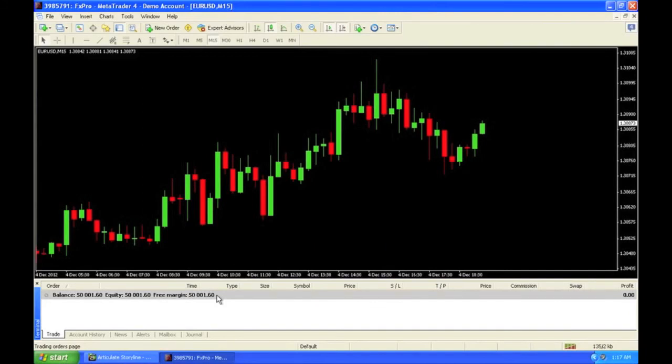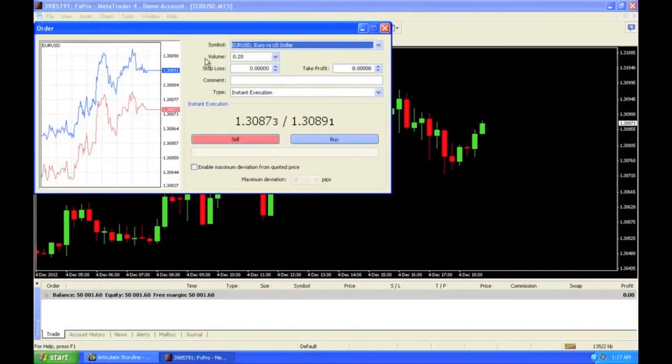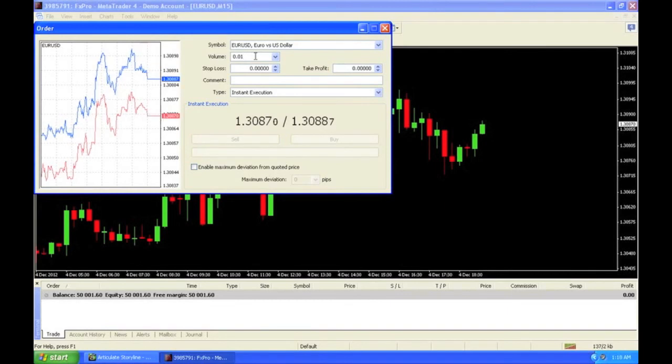Okay, so that is some of the terminology that we went through. We went through a couple of words today. We went through volume. Volume is simply how big of a trade size you want to open. 1.0 is a standard lot. 0.1 is a mini lot. And 0.01 is a micro lot. If you want to trade micro lots, just confirm that your broker allows it. Not all brokers allow this.